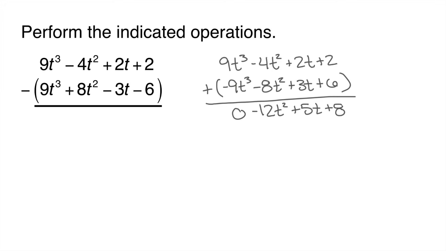So performing the subtraction on these polynomials results in negative 12t squared plus 5t plus 8.